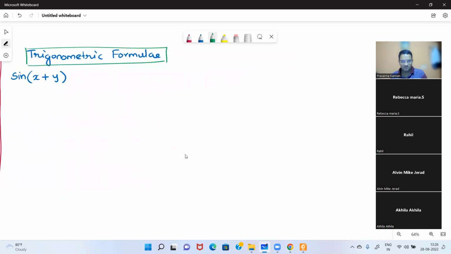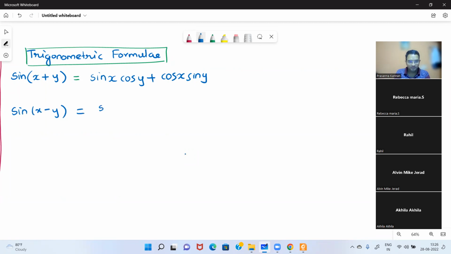Okay, let's discuss some of the trigonometric formulas. What is sine of x plus y? Sin x cos y plus cos x sin y. Yes. What will be sine of x minus y? Sin x cos y minus cos x sin y. Yes, sine of x minus y is sin x cos y minus cos x sin y. Excellent.